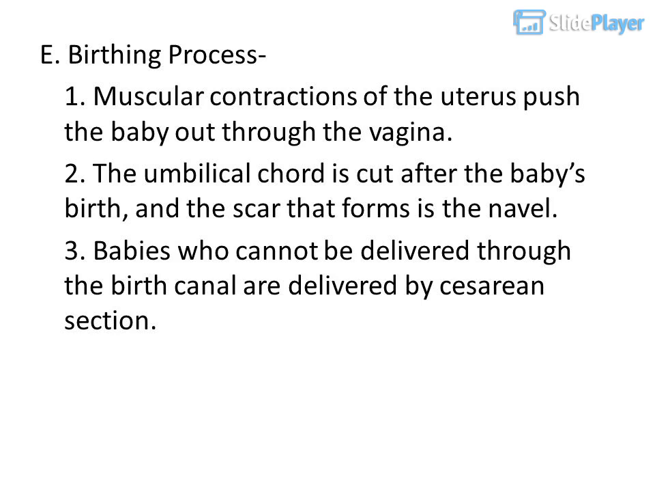Birthing process. 1. Muscular contractions of the uterus push the baby out through the vagina. 2. The umbilical cord is cut after the baby's birth, and the scar that forms is the navel. 3. Babies who cannot be delivered through the birth canal are delivered by cesarean section.